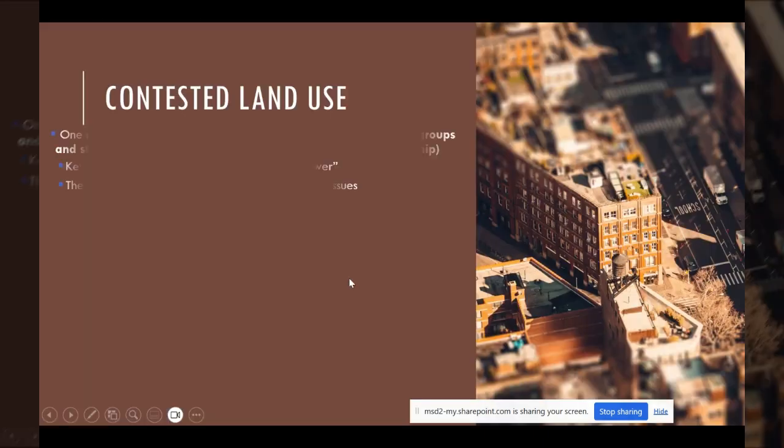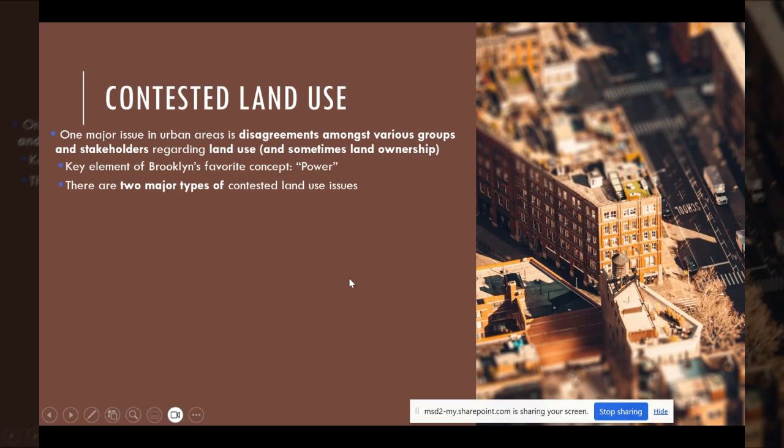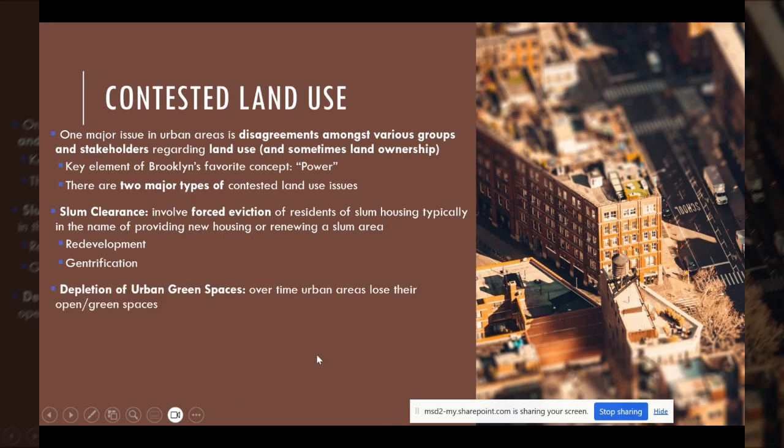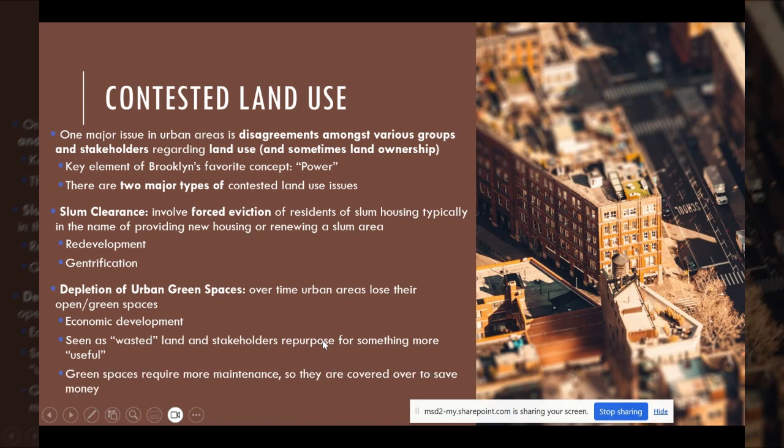That was a paper. Contested land use is the other type of urban stress that you're doing for your project. So it's a key impact of Brooklyn Zimmerman's favorite concept, sarcastically, power. There's two types of contested land use. There's slum clearance, which is forced eviction of people, and depletion of urban green spaces, which means over time urban areas lose their open and green spaces. You can check out those reasons if you want. They're pretty straightforward. There's also just disagreements over how the land will be zoned and used, which is a little bit different. It's not quite the type of conflict we're talking about with power differential, but there are issues, especially like not in my backyardism, NIMBYism, things like that.